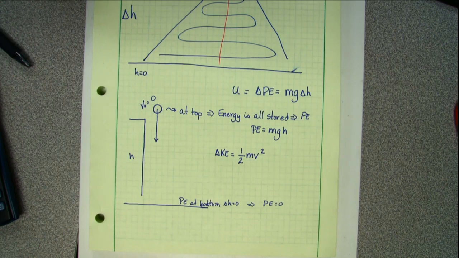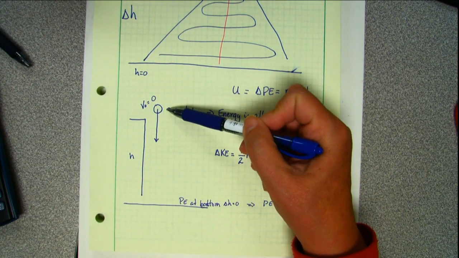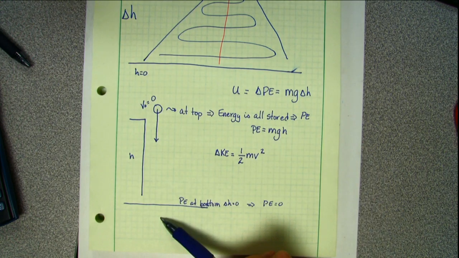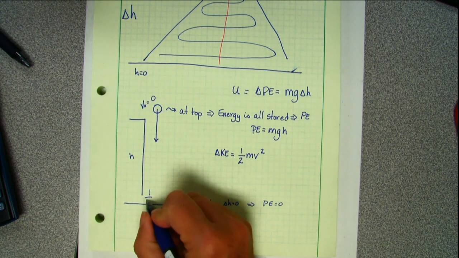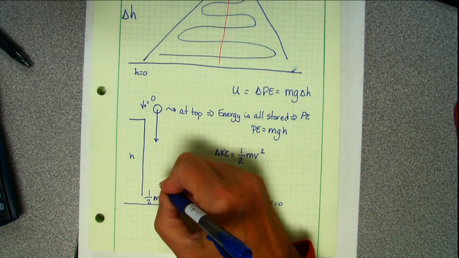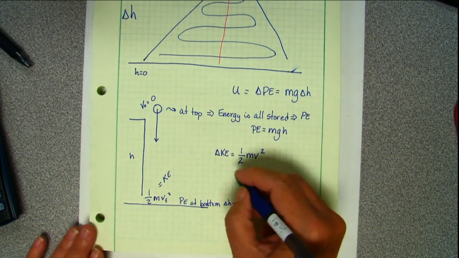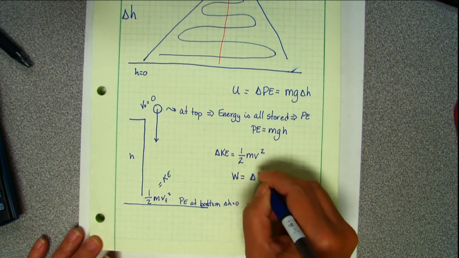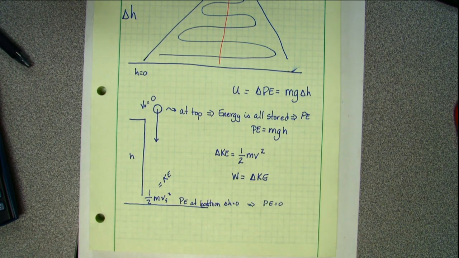1/2 the mass times velocity squared. That's my change in kinetic energy. And again, my kinetic energy at the start is 0. My kinetic energy at the bottom is 1/2 mass times my final velocity squared. So work can also be the change in kinetic energy. Another part of the work energy theorem.